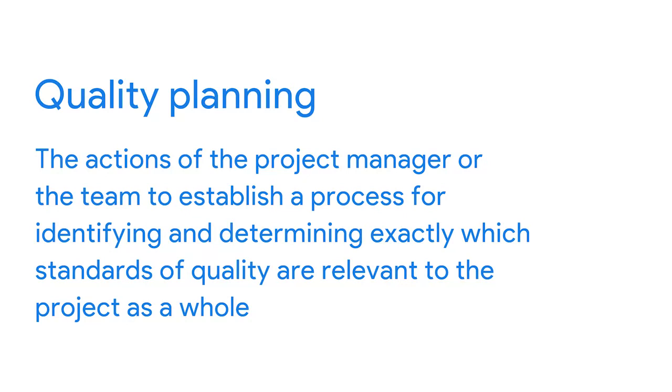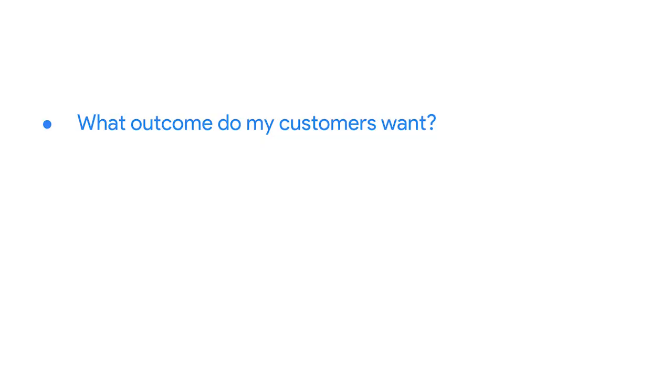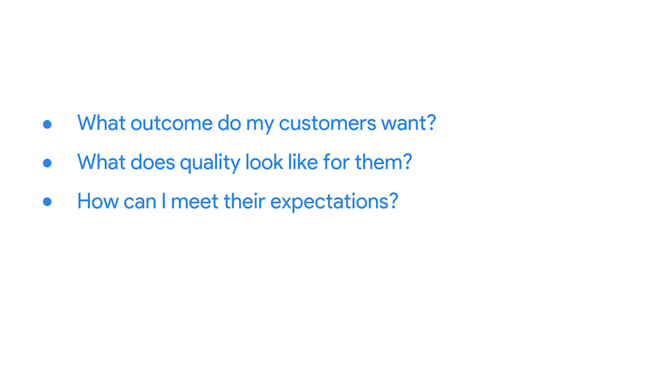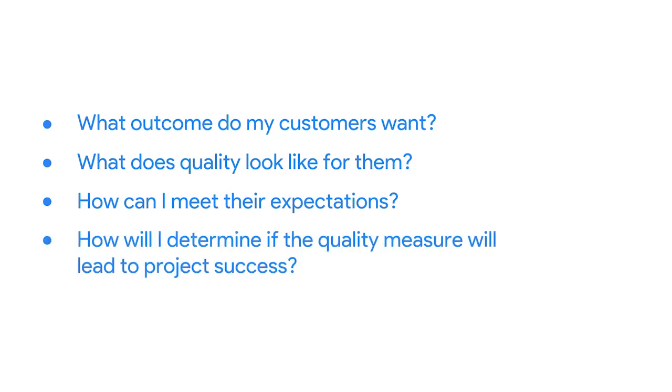Next up, quality planning. Quality planning refers specifically to the actions of a project manager or the team to establish and conduct a process for identifying and determining exactly which standards of quality are in fact relevant to the project as a whole and how to satisfy them. To steer that discussion, you can ask yourself, what outcome do my customers want at the end of this project? What does quality look like for them? How can I meet their expectations? And how will I determine if the quality measures will lead to project success?